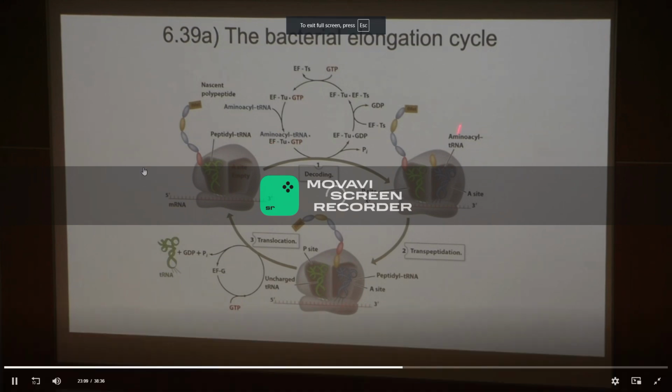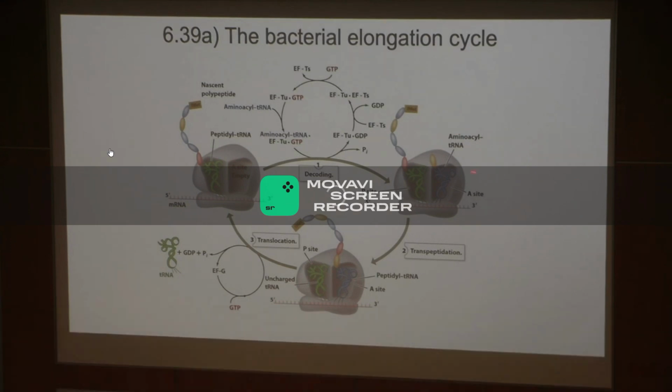Now an aminoacyl tRNA has been delivered to the A site. Transpeptidation can occur. The peptide in the P site can be transferred onto the amino acid on the aminoacyl tRNA in the A site. In the process, we've converted this into a peptidyl tRNA. It was an aminoacyl tRNA, now it's a peptidyl tRNA, and we've elongated the polypeptide by one amino acid. And we've converted this tRNA into an uncharged tRNA.